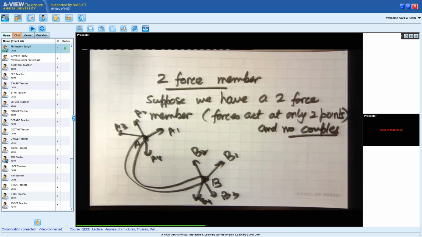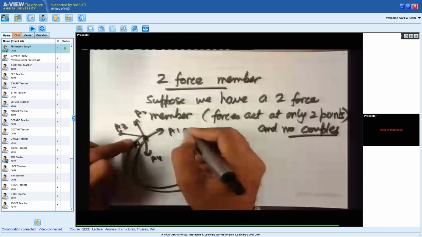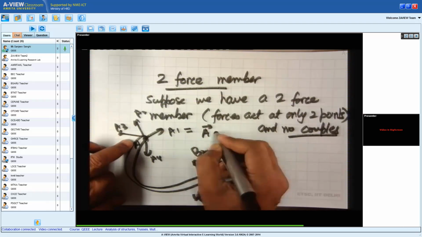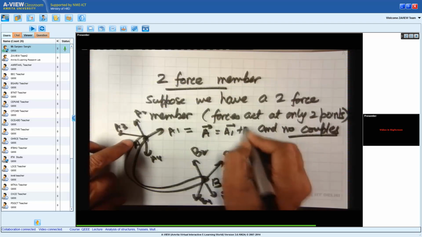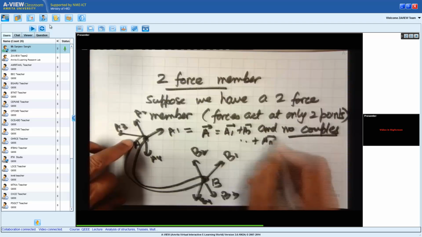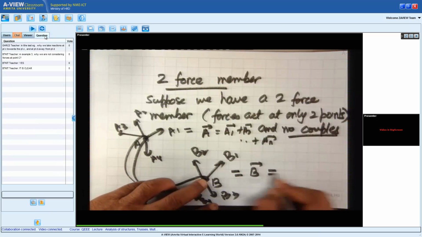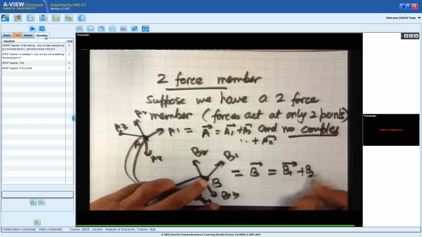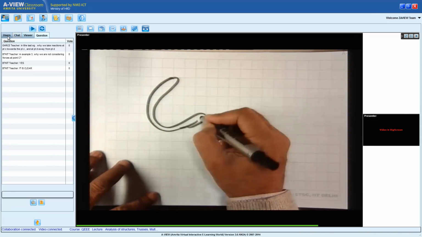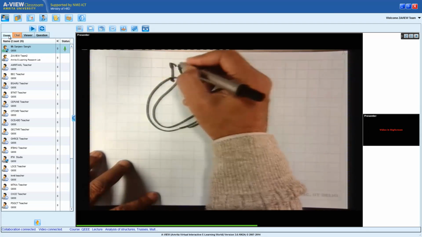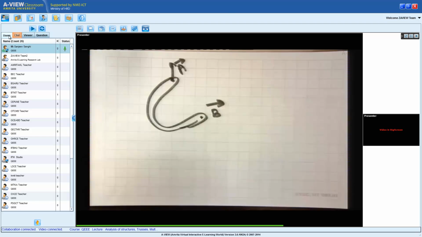This is very important. If moments are acting on this body, it is not a two force member. Then what happens? These forces we can replace by a single force vector A. These are equivalent to A, which is equal to A1 plus A2 plus An, and these forces are equal to B, which is equal to B1 plus B2 and so on up to plus Bn. That means this is my body, I show A and I show a force B.